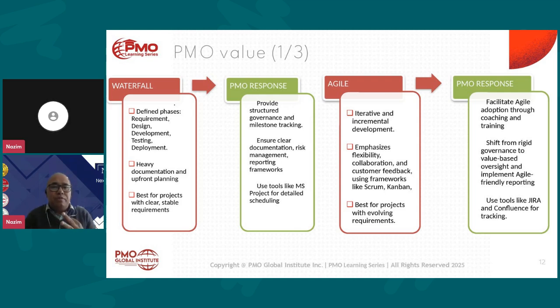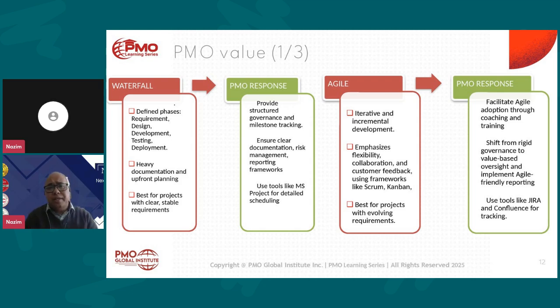The PMO will provide structured governance with milestone tracking. They will ensure clear documentation. They will check that we have properly provided documentation, and we can use a tool like MS Project. For Agile, iterative and incremental development, the PMO will facilitate the Agile adoption. It's best for projects with evolving requirements. So we'll use different tools that will help us with that, Jira or Kanban.